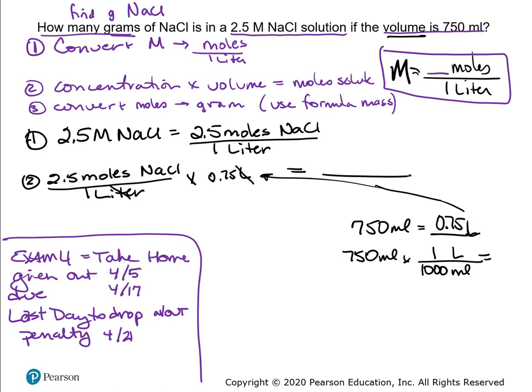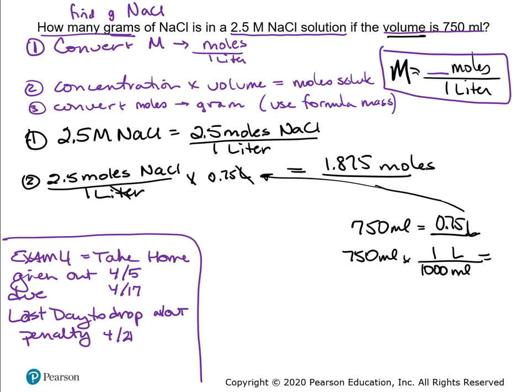So 2.5 times 0.75 is 0.1875 moles. So first step, convert that capital M to what its units mean, which is moles per liter. Then multiply the concentration times the volume. Make sure that your volumes have the same units. If one's liters and one's milliliters, you've got to convert them.